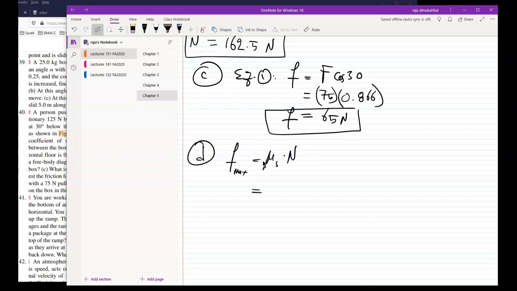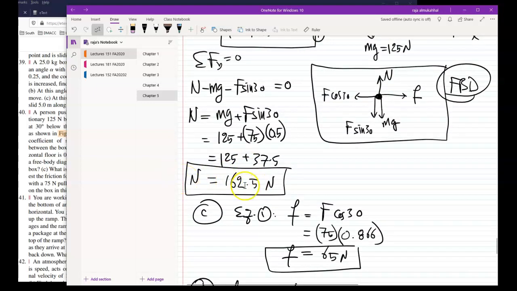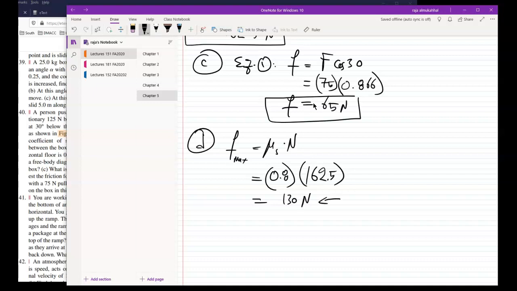I already got the n for part B, remember? Right here, 162.5. And the mu sub s, he gives it to me, 0.8. It should be larger than 65. That's just my prediction. Otherwise, it won't be max, right? 162.5 times 0.8. Answer: 130 Newton. That's F max.